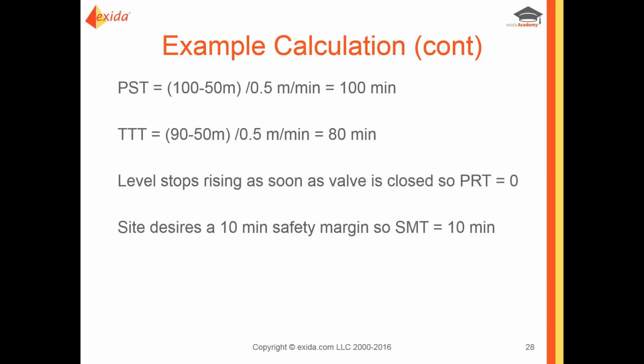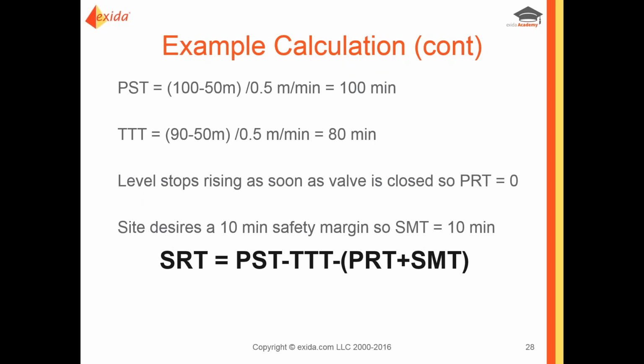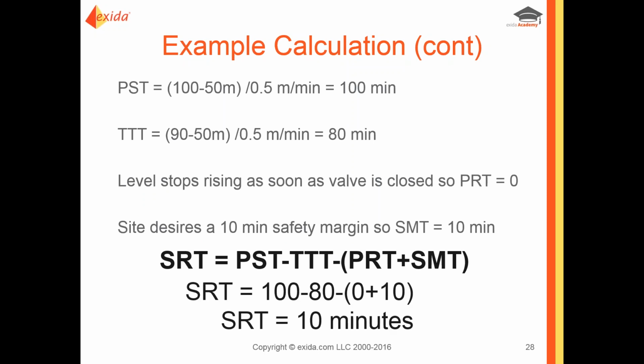So we take all of these numbers and just plug them into our calculation. The overall process safety time of 100 minutes, minus our time to trip of 80 minutes, less the 10 minutes for the safety margin and the 0 for the process response time, gives us a total safety response time, or SIF response time, of 10 minutes for this particular scenario.